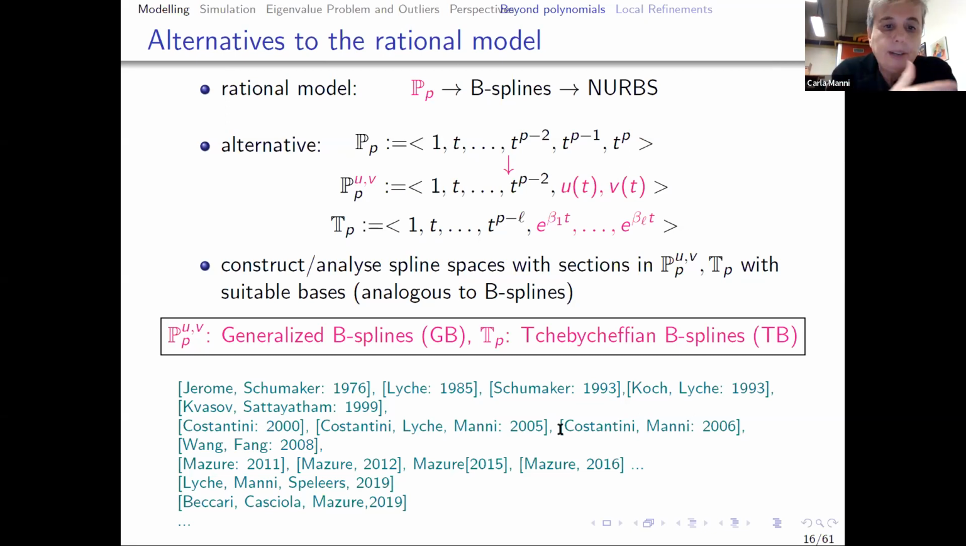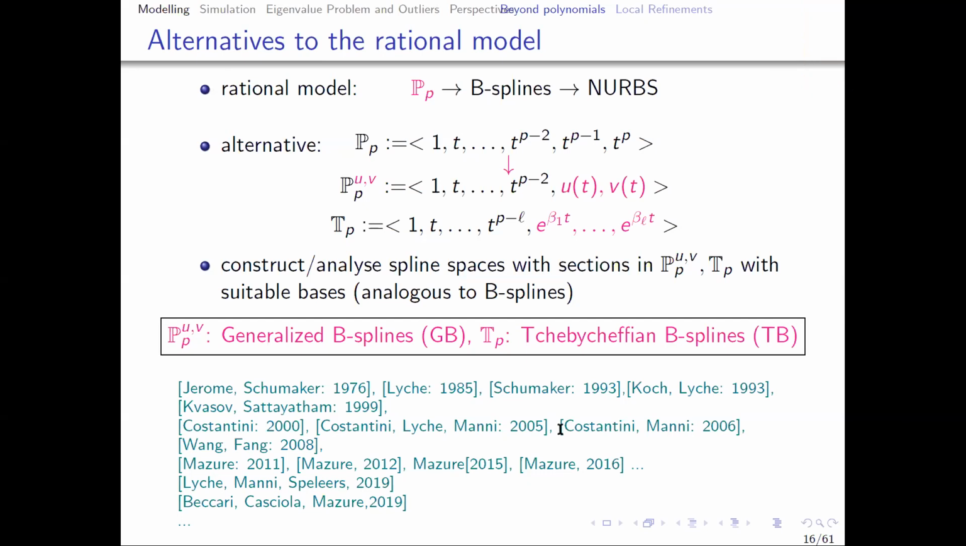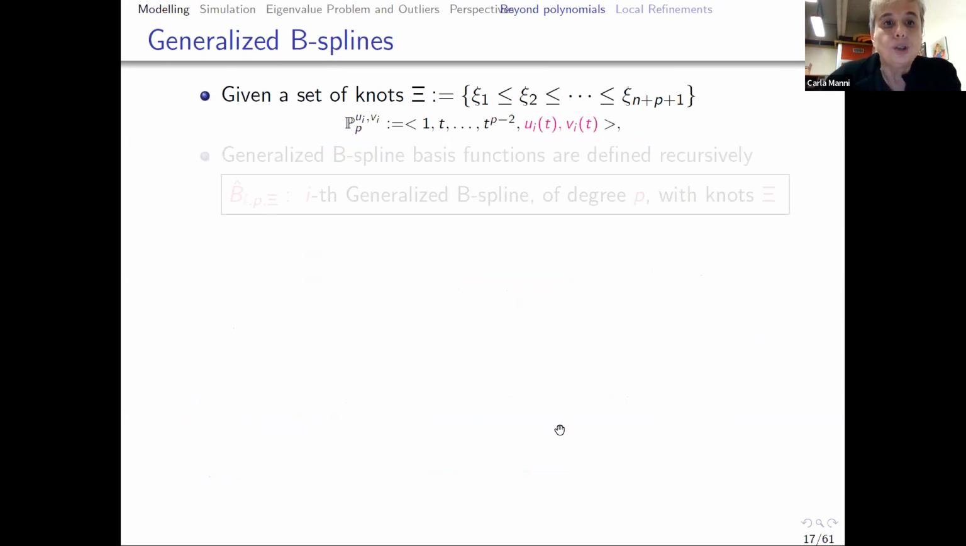And in general, Tchebycheffian B-splines will be B-splines with sections in a general Tchebycheff space. Okay, it is really impossible to give credit to all the people who worked in this area. Here there are so many nice mathematical results. Here I just mention a few references, but for sure I cannot mention everybody.